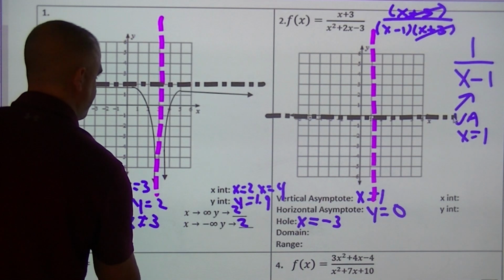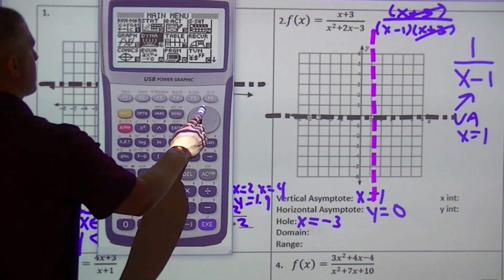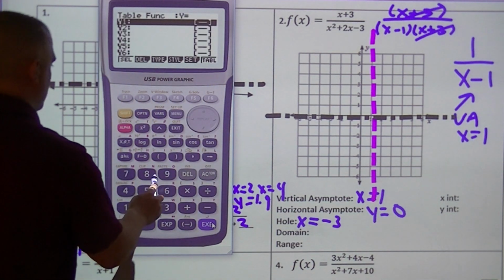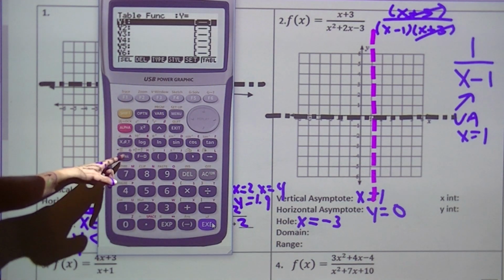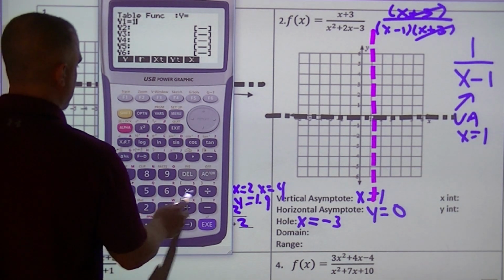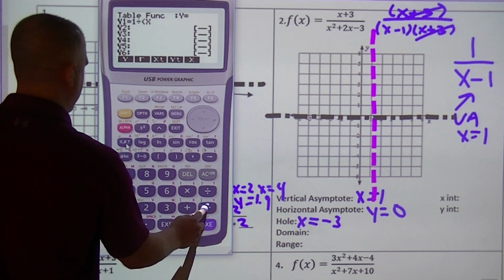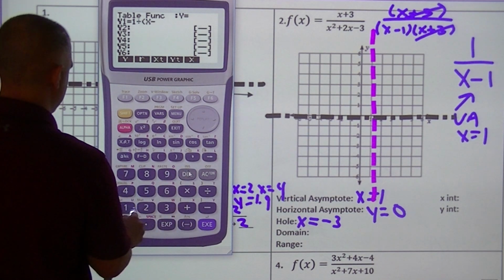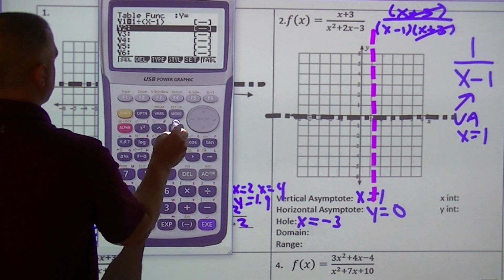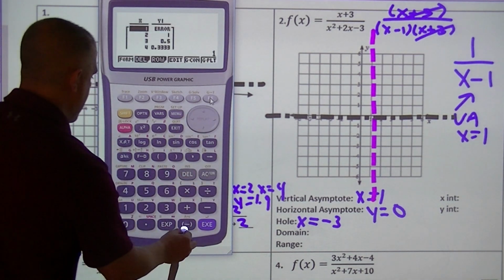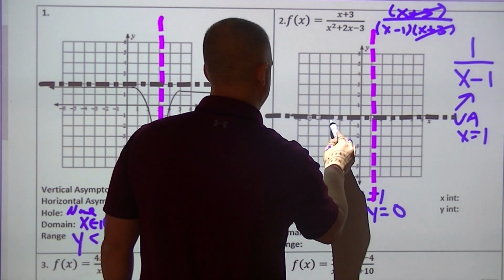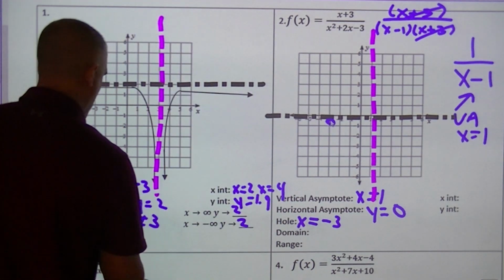Since I have a hole, I have to plot it. Use your nice fraction button, the ABC button. I don't have one on here, so mine's just going to be 1 divided by x minus 1. I want to plug in that negative 3. That gives me negative 0.25. So negative 3, negative 0.25 will be right there, and that will be an open circle.